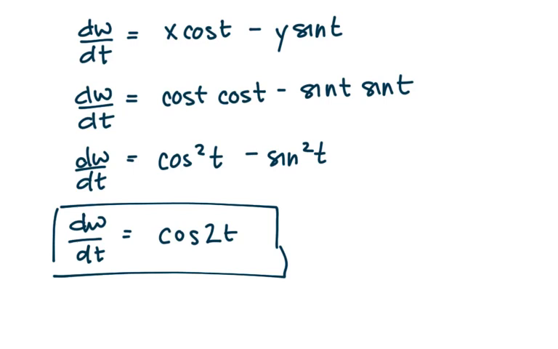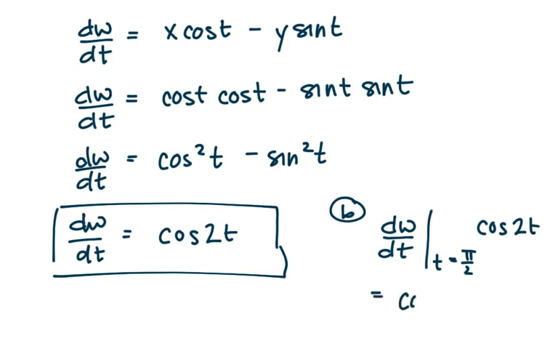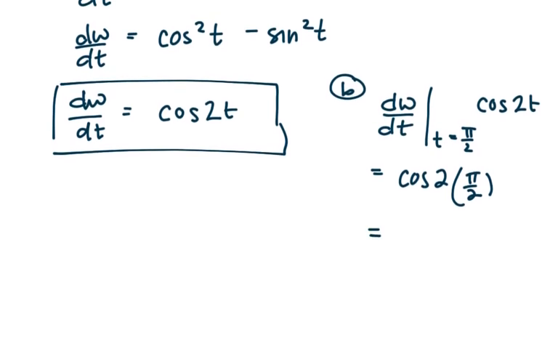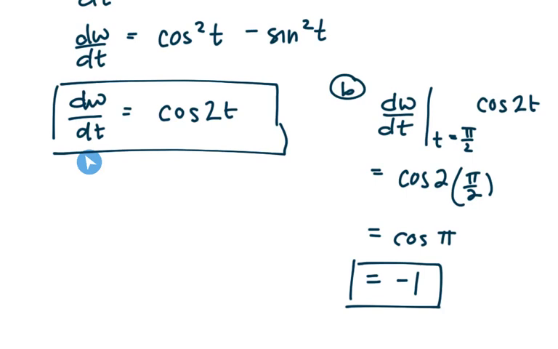Now, what is the derivative at t equals pi over 2, part B of this question in a sense? dw dt evaluated where t is equal to pi over 2. We are evaluating cosine 2t. So that is cosine of 2 times pi over 2, or rather just cosine of pi, and cosine of pi is -1. So we found the derivative of a function of two variables using the chain rule, and then we evaluated it at a given t value.